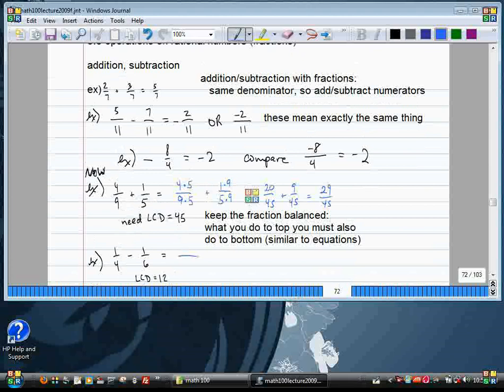So what happens to the first fraction? And then in the second fraction, times 2 on the top and bottom. So you get 3/12 minus 2/12, which is 1/12.